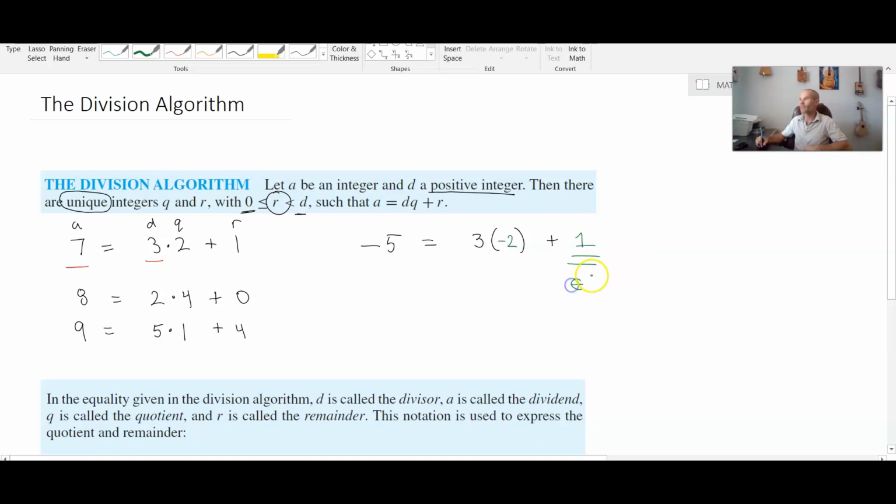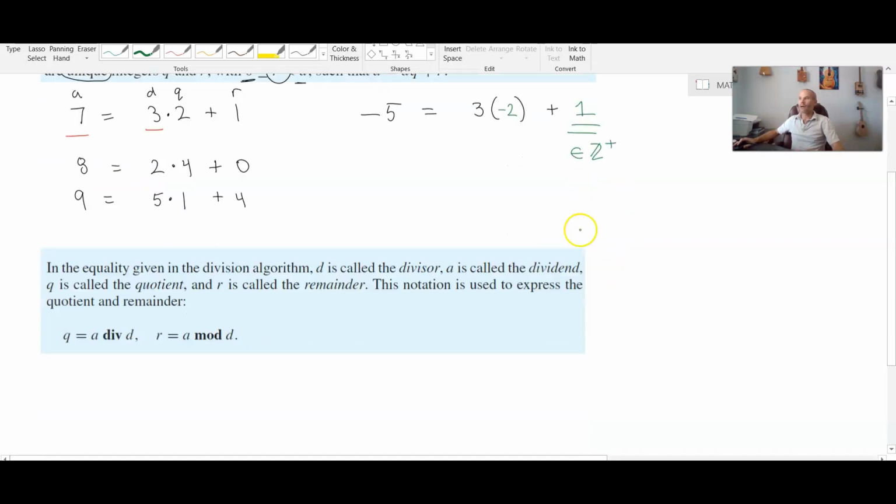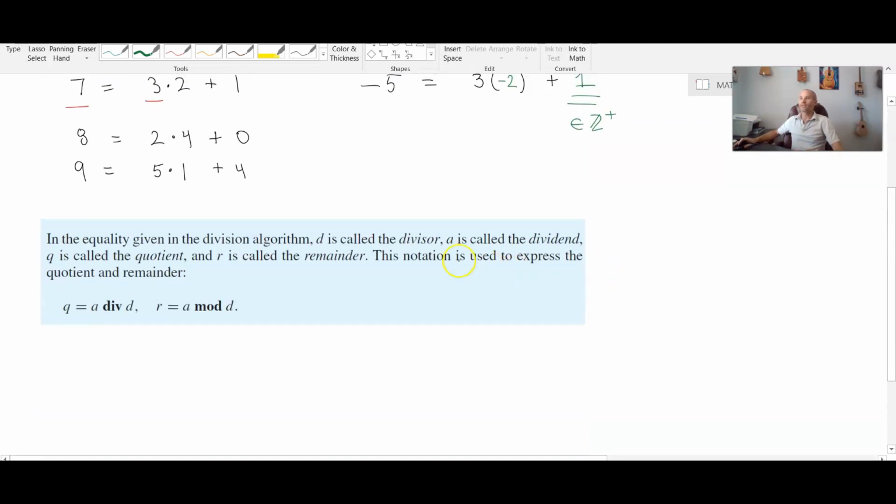So we just have to make sure that our remainder is positive. So that is an element of the integers, but it's a positive number. So we'll often put this sort of superscript of plus above that integer sign to indicate that it needs to be positive. Now, a couple of brief things of notation.